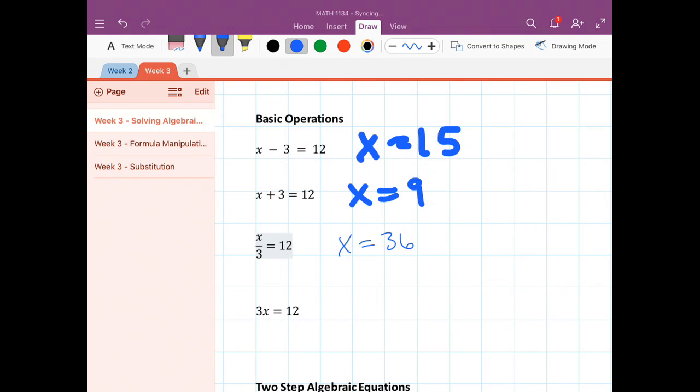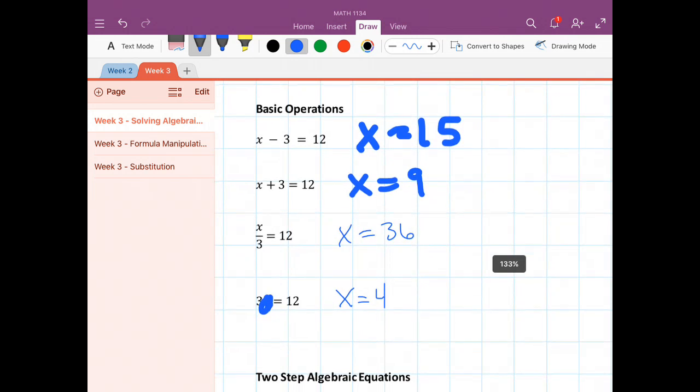And finally, if I was to put a little blob there, when you have a number and a letter that are squished together like that, they're being multiplied together. I have 3 times something. So 3 times what is 12? Well, that would be 4. So in this case, our variable is 4. Or you could think of it as 12 divided by 3 is 4. So you'll notice we're always doing the opposite of the operation that's in front of the number, or the number we're trying to get rid of in this sense.